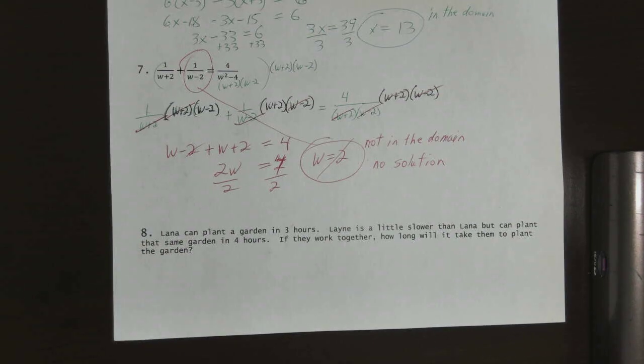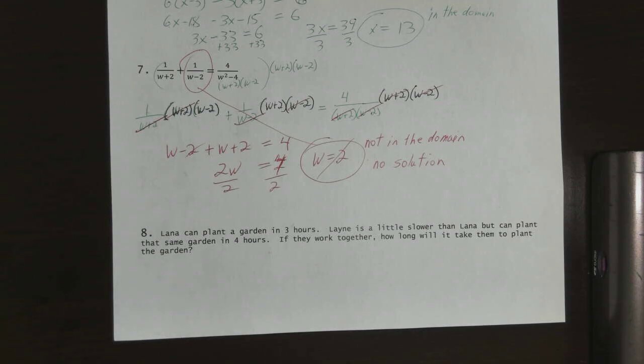All right, number 8. These are the last things we've been working on. Lana can plant a garden in 3 hours. Lane is a little slower than Lana, but can plant that same garden in 4 hours. If they work together, how long will it take them to plant the garden?